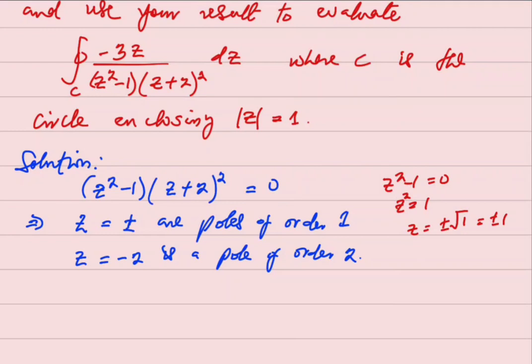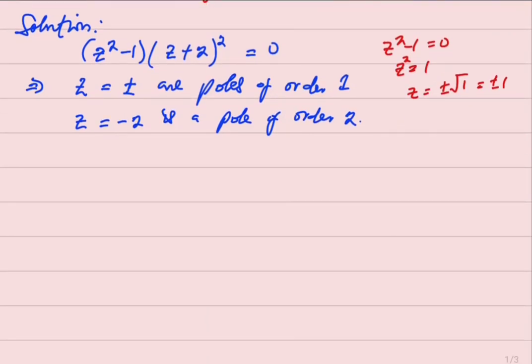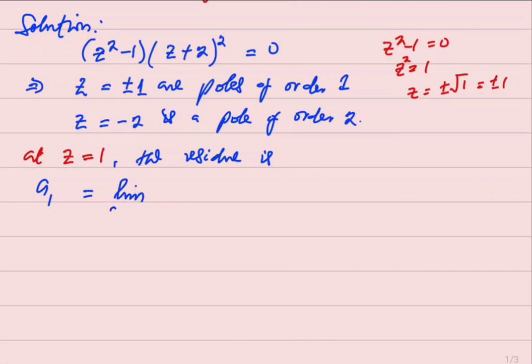After getting the poles and the order of the poles, we now try to calculate the residues. So at z is equal to 1, sorry, plus or minus 1, let me write it very well. As z is equal to 1, the residue A1 would be the limit as z goes to 1 of, no, it's a pole of order 1. Let's first of all start as a pole of order 1. So we now have z minus 1 times f of z.